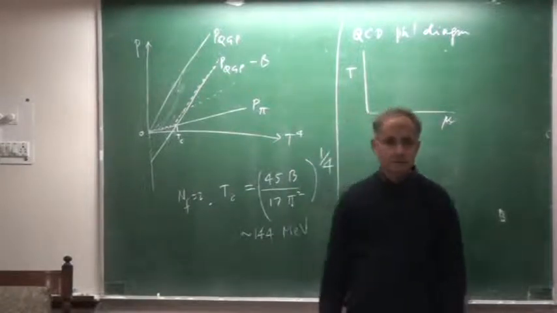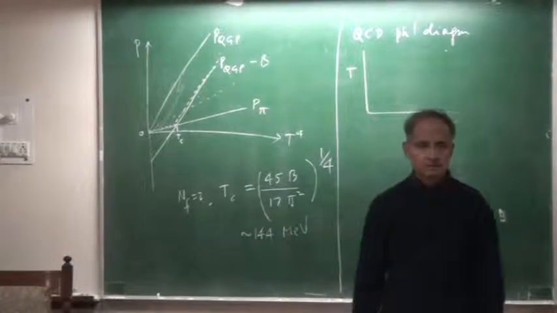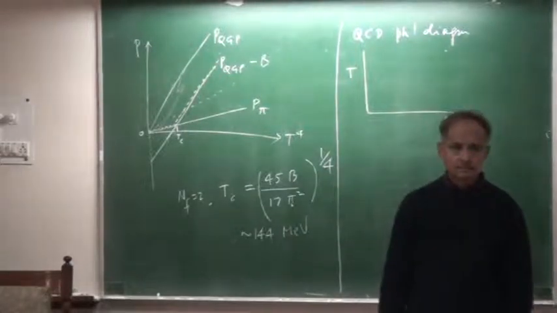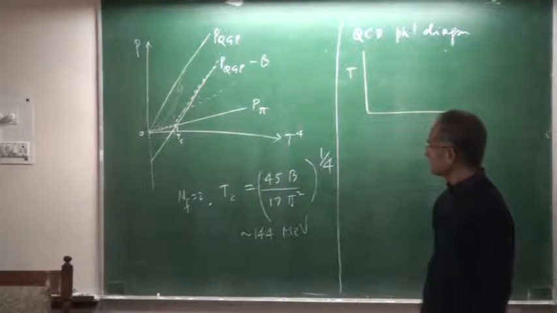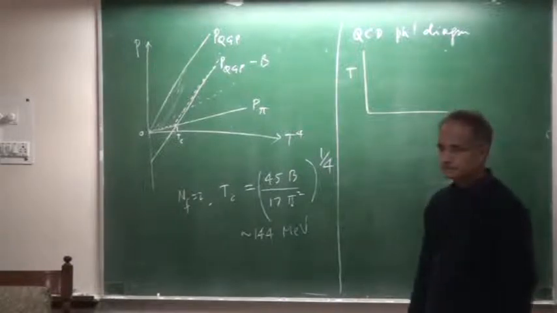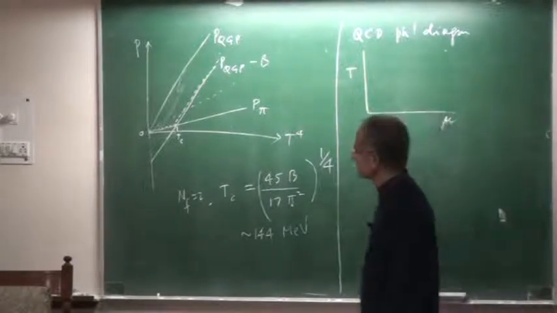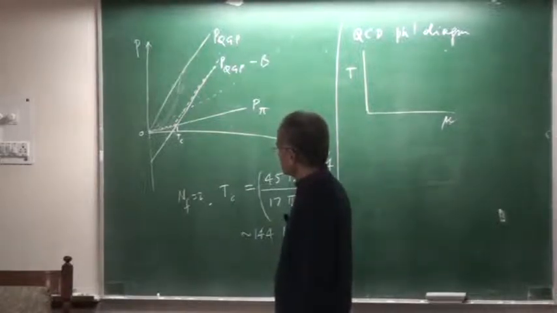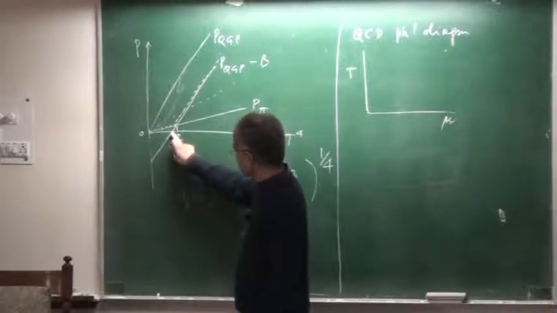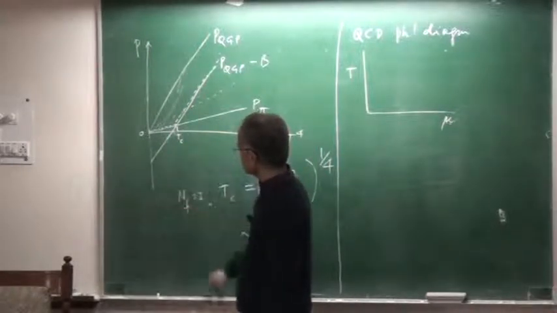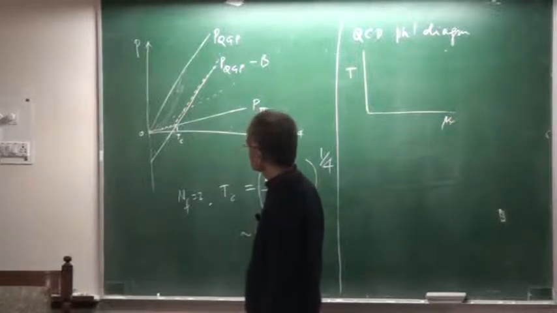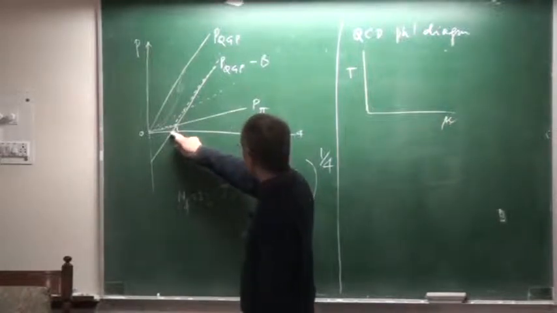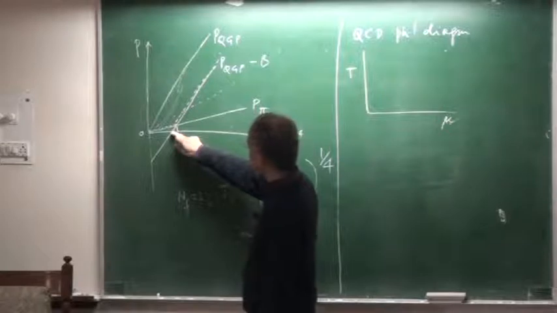It's approaching deconfinement. What you are trying to say is that PQGP minus B is still positive. So PQGP is greater than B, so there should be deconfinement. You're saying this should be the transition temperature, not this? Yes, maybe, for deconfinement. This is the temperature at which PQGP is equal to B.